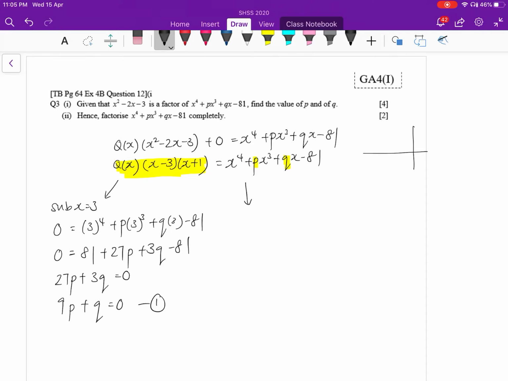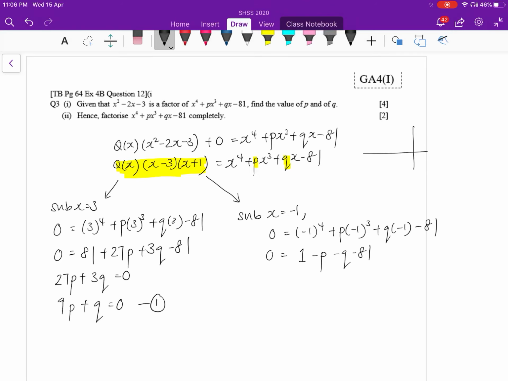And now I'm going to do smart substitution again. I'm going to substitute x equals, sorry, let me arrow this properly. Here, I should substitute x equals minus 1. Again, if I substitute x equals minus 1, the entire highlighted yellow part becomes 0. Equals minus 1 to the power 4 plus p times minus 1 to the power of 3 plus q times minus 1, minus 81. Okay, I'm going to simplify this expression. This will give me 1 minus p minus q minus 81.